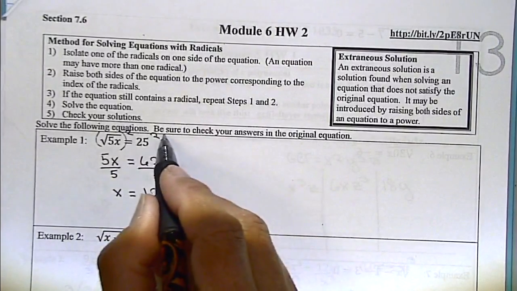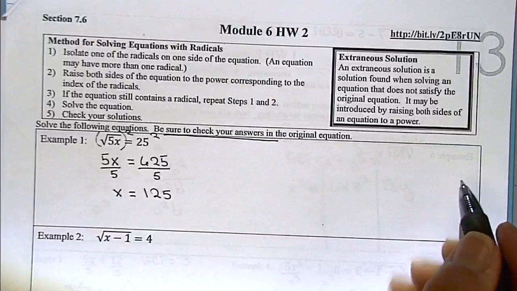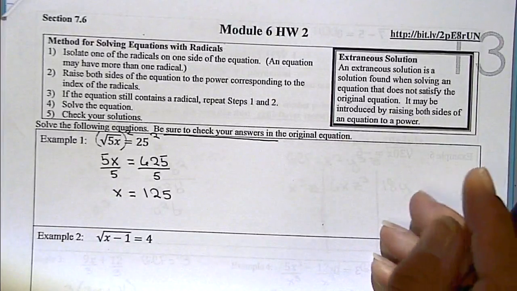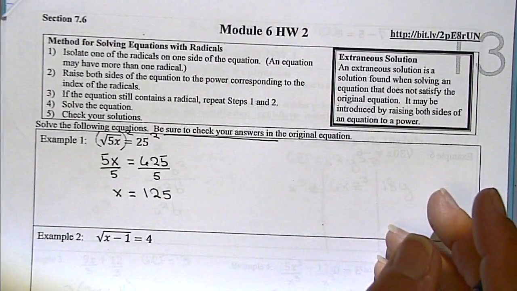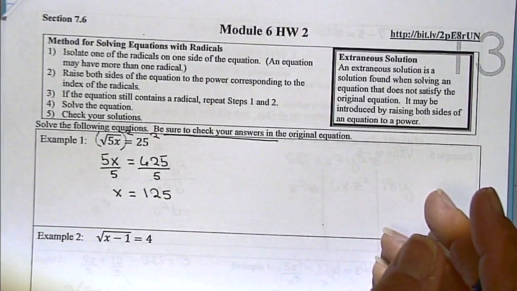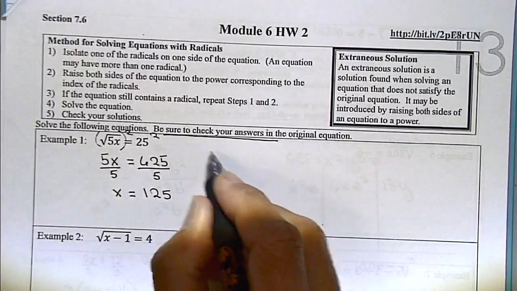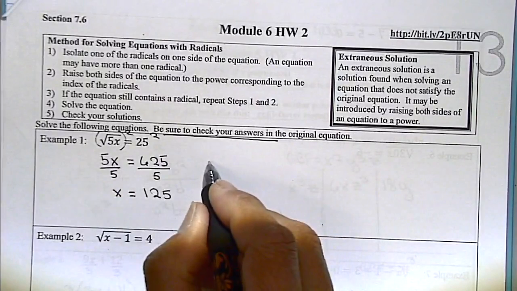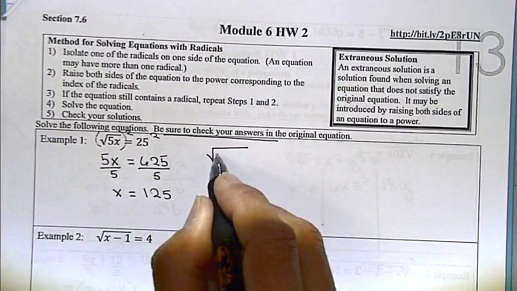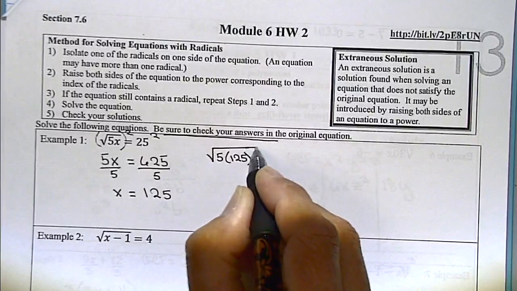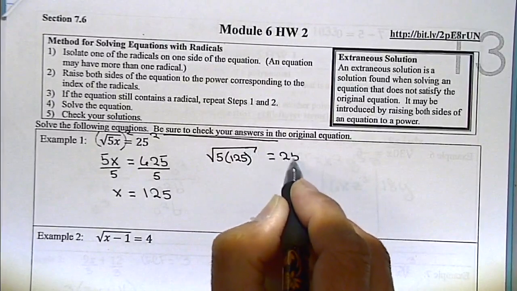But look what it says. Be sure to check, because these don't always work, okay? You might find an answer, and then because of a negative or something, it isn't always going to work. So you'd have to check every time you do this. You have to take this 125 and plug it back into the original. You have to say the square root of 5 times 125, that was the x, is equal to 25.